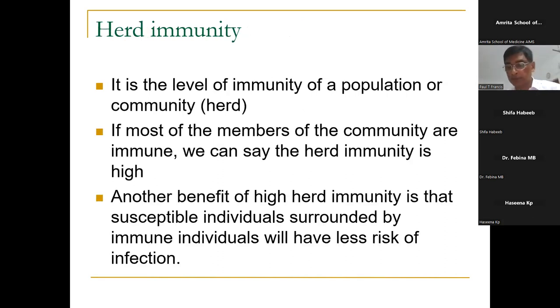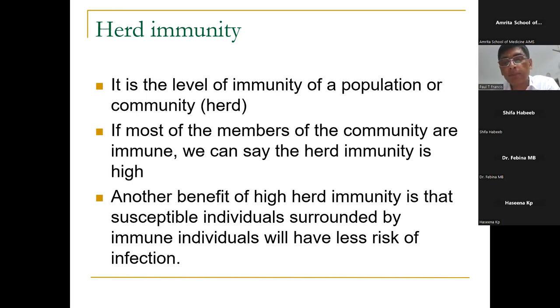Then another term is herd immunity. This is again a little bit controversial term. I feel different people use these terms in different ways, but I will stick to what is given in the book. It is the level of the immunity of a population or community. Normally we don't call human beings a herd; we refer to animals, a herd of sheep or cow. But the term is somehow being used for human beings also, in the context of immunity.